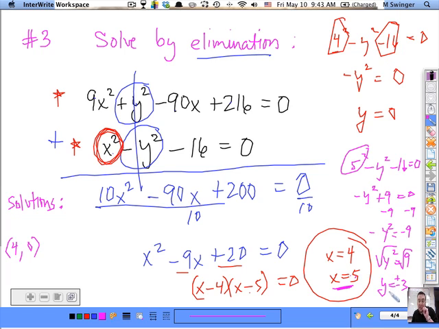So how many coordinates are actually here? How many solutions? We got 3. We got 4, 0. We got 5, comma 3. And we got 5, comma negative 3. So 3 solutions. That's different. But that's okay. Just make sure you solve correctly, and whenever you get y squared equals something, you know there's two answers. So you're going to have to put both of them.